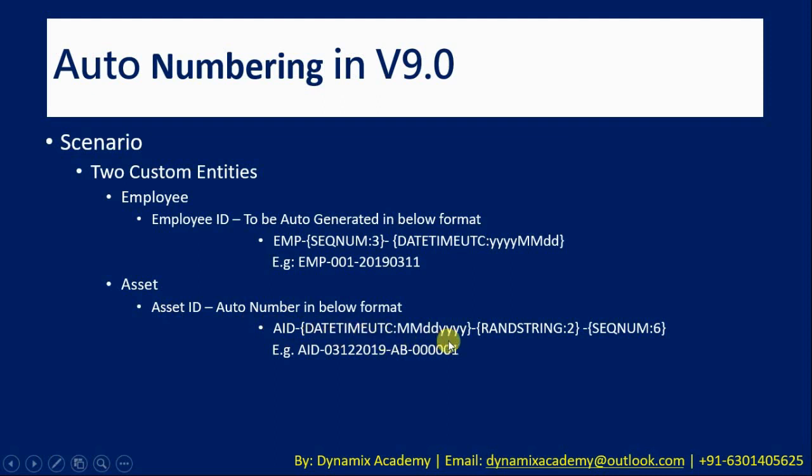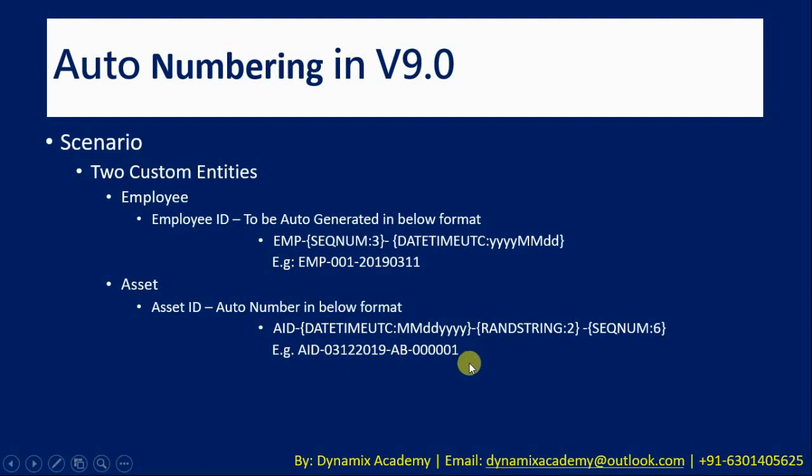Then it will be adding the date on which that was created, but this time I am changing the format to MMDDYYYY. That means the month will come first, then the date, and lastly the year. And after that, hyphen, a random string of 2 characters, and hyphen, a 6-digit sequential number. So it will be reading something like this: AID hyphen, if the record was created on 12th of March, then it will read like 03122019 hyphen AB, which will be a random string. It can be a 2-character random string followed by a 6-digit sequential number.